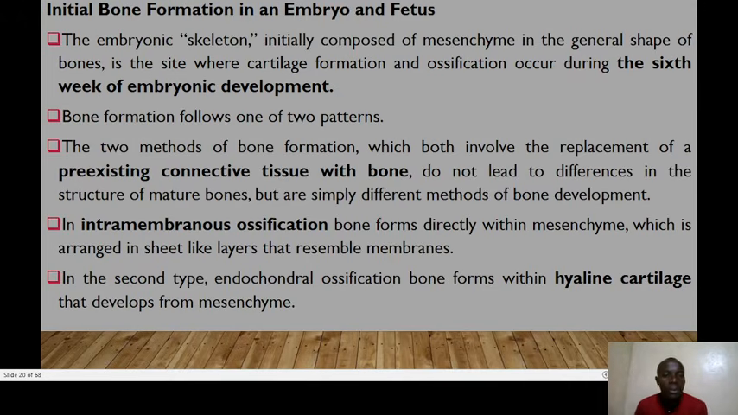So bone formation normally follows one of two patterns, and both patterns involve replacement of pre-existing connective tissue with bone. So they do not lead to differences in structure of the mature bones, but are simply different methods of bone formation. Intramembranous ossification: the bone forms directly within the mesenchyme, which is arranged in sheet-like layers that resemble membranes. In the second type, endochondral ossification, bone forms within a hyaline cartilage that normally develops from the mesenchyme.